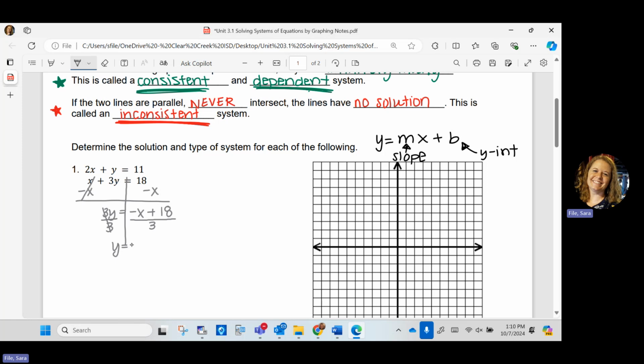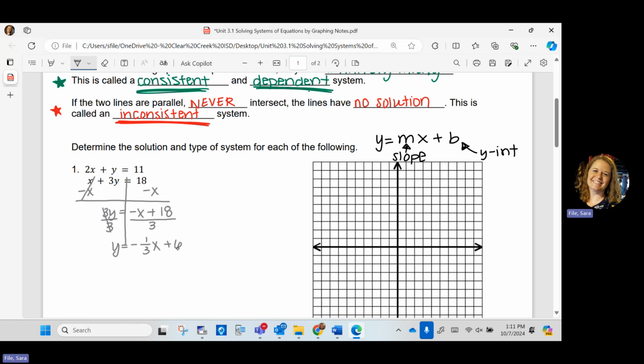So it's going to be negative 1/3, and then you still have the x. And then what's the 18 divided by 3? It's positive. That was a plus 18 divided by 3, so plus 6. Okay, so that's the first equation.